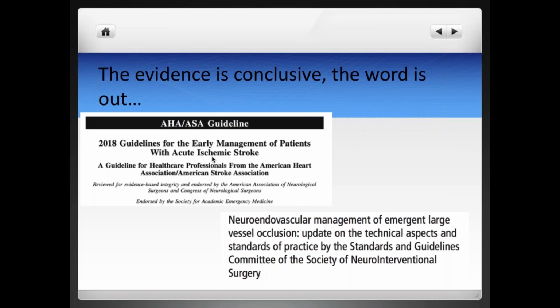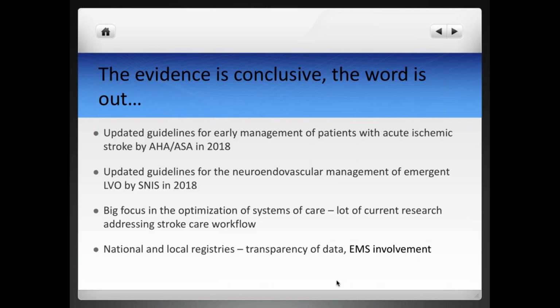I think that the field, as I said, has changed so much that as late as this year already, we've had two major societies, the AHA and the ASA, as well as the SNIS, which is the Neurointerventional Society, already putting out new guidelines where they are including new time metrics in a stroke, new imaging modalities, and I'll talk about all that, as well as better guidance into how to triage these patients.